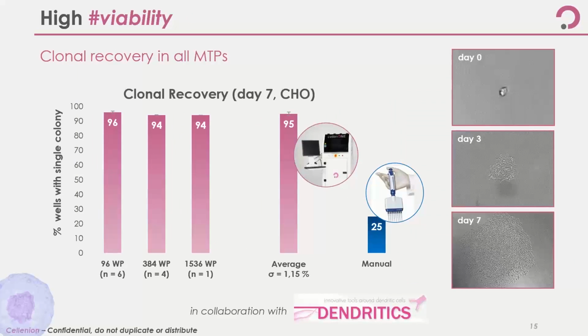The viability of the cells is also very good when we use the CellenONE, because the acoustic generation of the droplets is very gentle to cells, so the clonal recovery can be very good. So for example, if we isolate cells using the CellenONE for clonal recovery, we can achieve up to 95% compared to manual isolation.